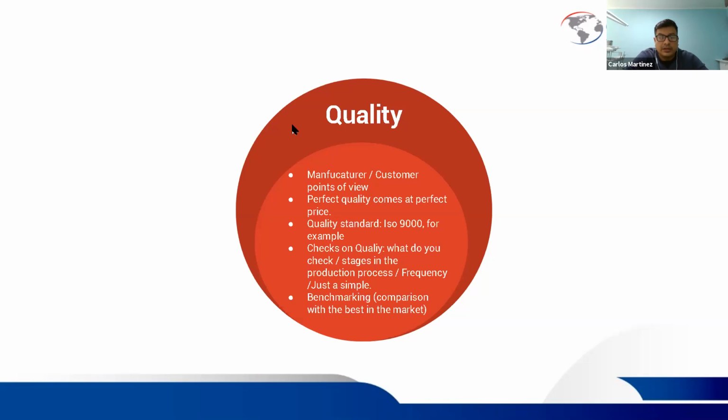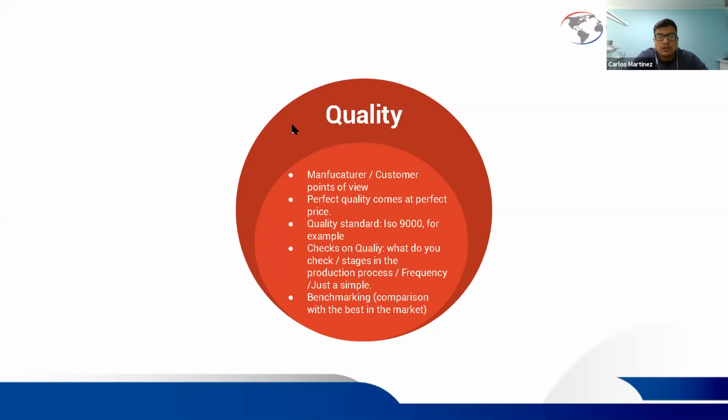So we need to know that even though it might seem tempting to sell things very cheap because we want to be profitable, if we want our products to be of perfect quality, it comes at a cost. And then products need to follow quality standards. For example, ISO 9000, everybody knows it's a way of standardizing certain products in certain categories.